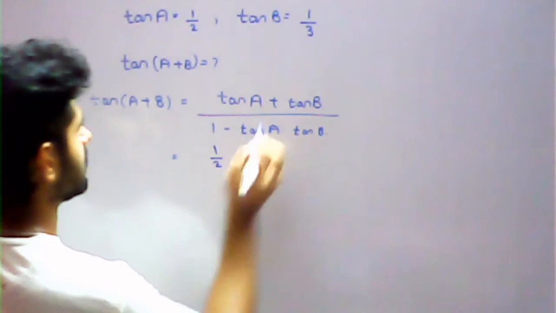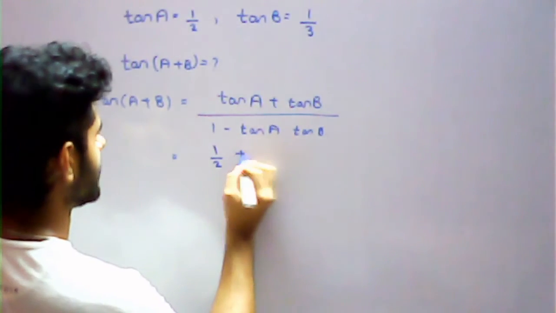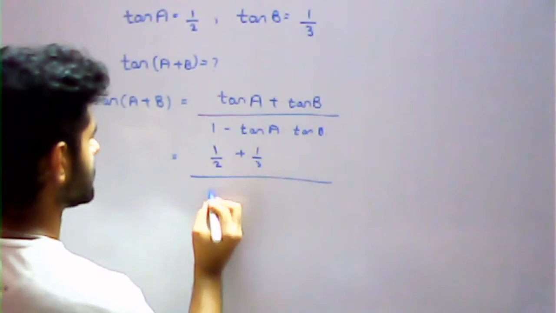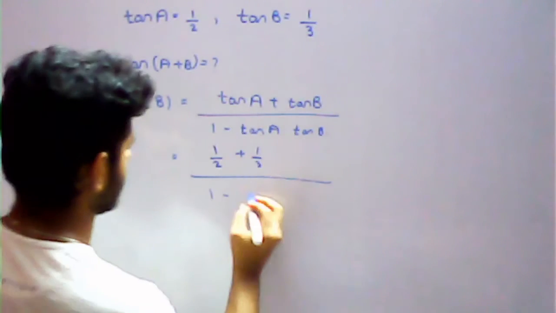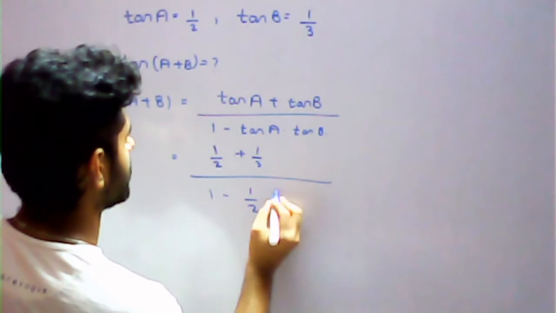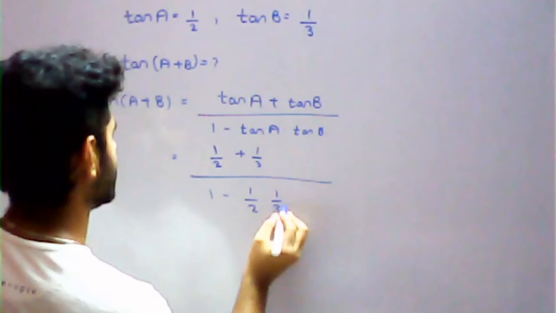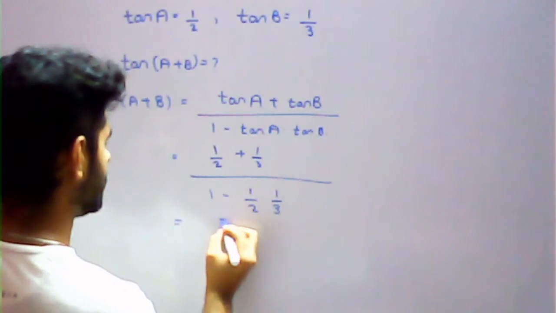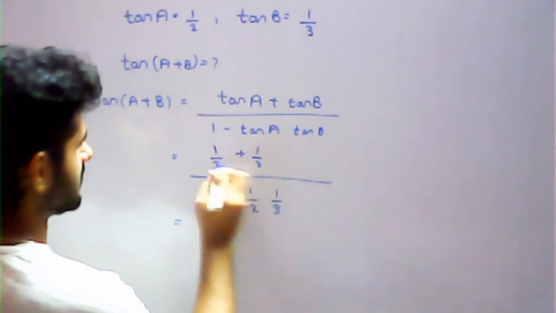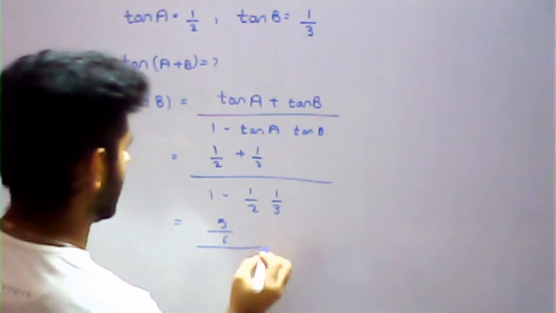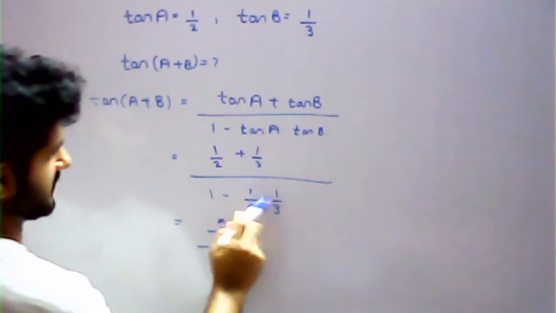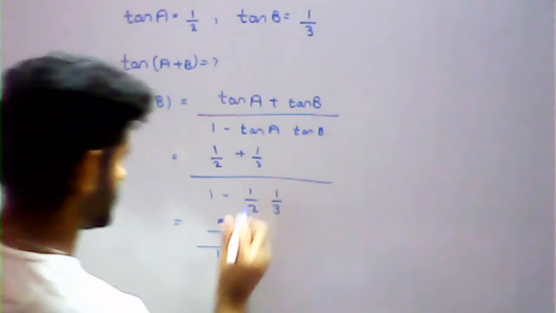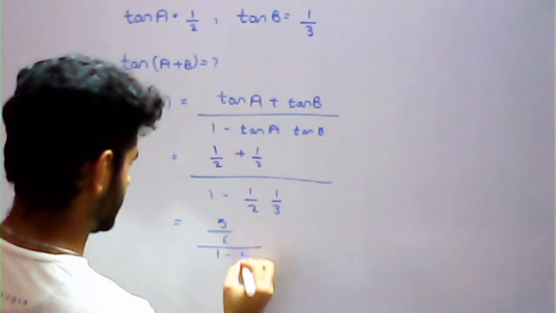Tan A is 1 by 2 plus tan B given 1 by 3 upon 1 minus tan A 1 by 2 into 1 by 3. Cross multiply: 3 plus 2 is 5 upon 3 into 2 is 6, the whole upon. Here it is multiplication, so directly these two will be multiplied. So 1 minus 1 by 6.